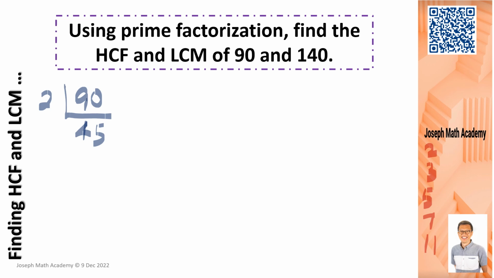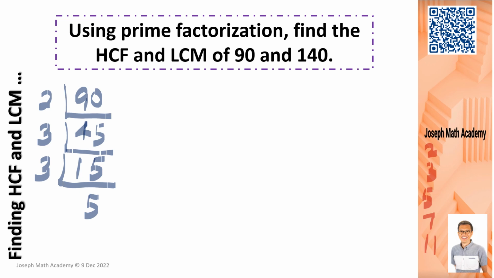Now we can proceed to the next division. That's why it's called repeated division, using the inverted division symbol. Now, 45 can no longer be divided by 2 because it gives us a remainder. So we move on to 3, the next prime number. 45 divided by 3 gives us 15. Now, 15 can still be divided by 3, so we use the prime number 3 again. 15 divided by 3 gives us 5.